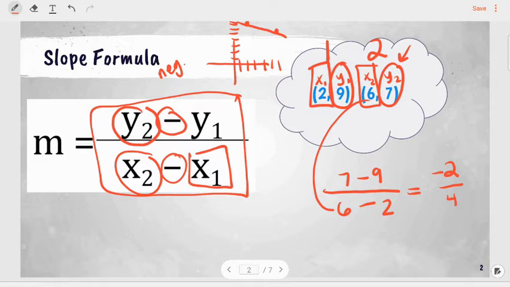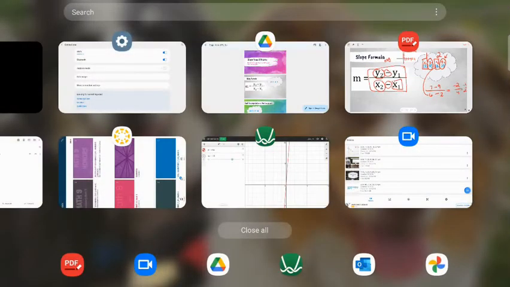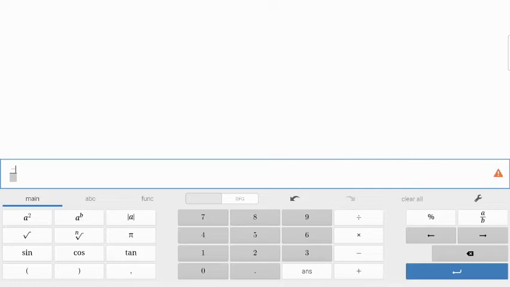So my slope is negative 2 over 4, but wait, can it be simplified? If it can, I'm going to make sure I reduce. So yes, negative 2 over 4 simplifies to negative 1 over 2. And if you're not sure if it reduces or not, you have access to the Desmos calculator. Negative 2 over 4, and I can see what it simplifies to. It simplifies to negative 1/2.